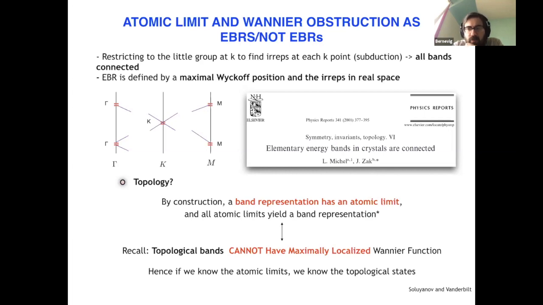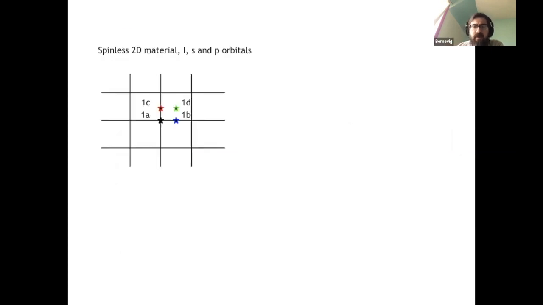And in fact, all the bands that are not atomic limits are topological. This is basically how you define topology: as the bands that are not an atomic limit, the bands that are not an EBR. And this relates back to the work of Soluyanov and Vanderbilt, who showed that a quantum spin Hall state cannot have a binary-state description with respect to time reversal symmetry. So let me show you how you use this to obtain information about crystals.